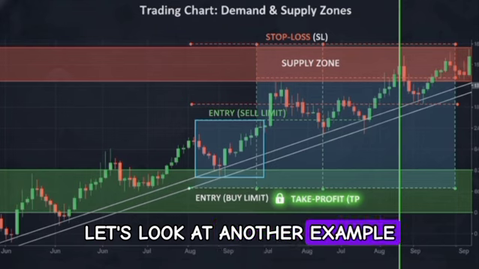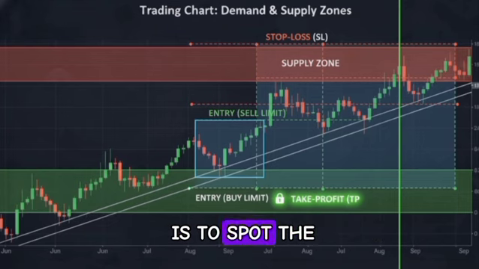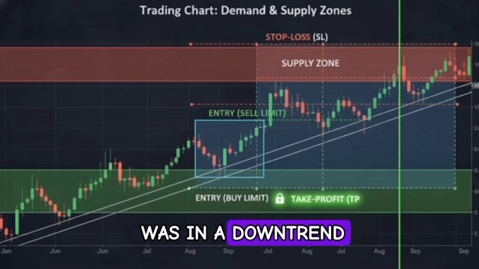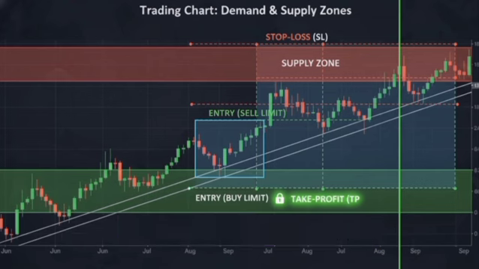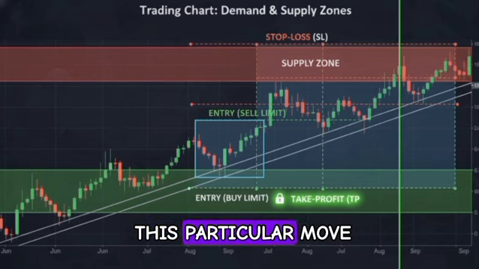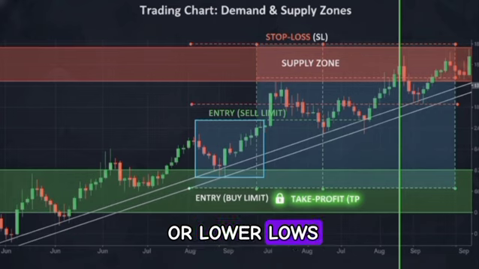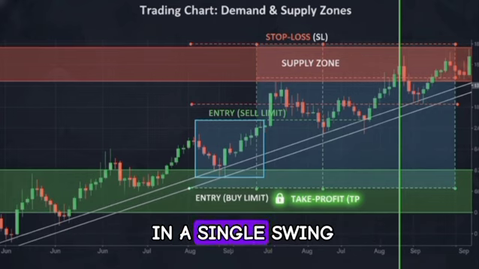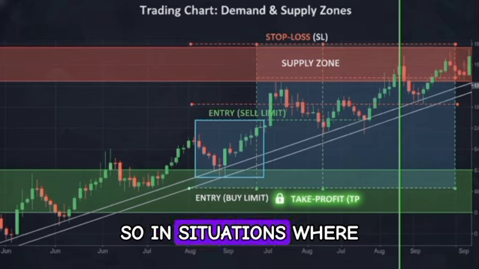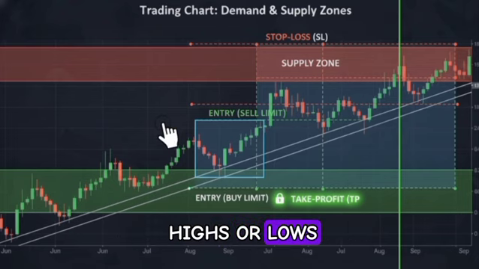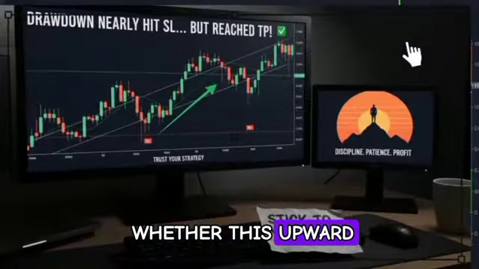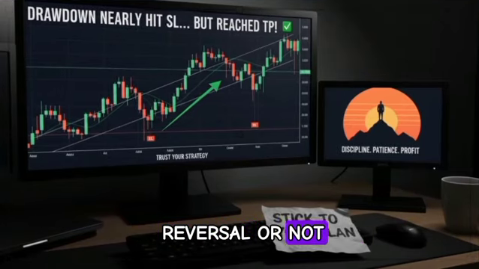Let's look at another example. Again, the first step is to spot the trend reversal. In this setup, we can see that price was in a downtrend and then started moving upward. But observe carefully. In this particular move, price did not give us clear lower highs or lower lows because the drop occurred in a single swing. So in situations where there are no clear highs or lows, how do we determine whether this upward move is truly a reversal or not?